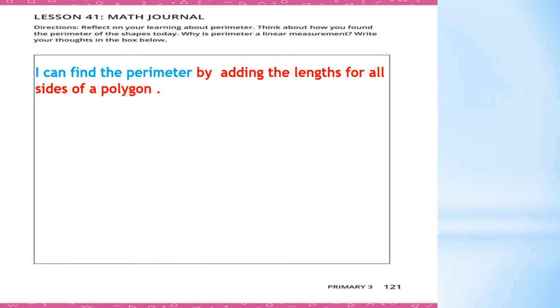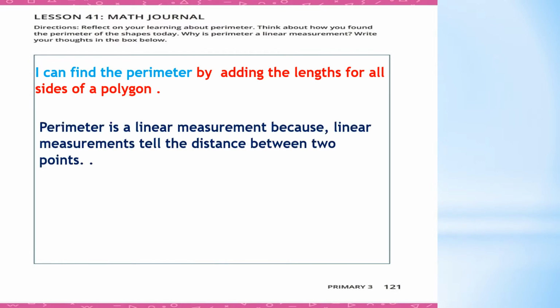And why is it a linear measurement? Because linear measurement tells me the distance between 2 points. And the perimeter is moving between 2 points. I move through the distance between 2 points. So perimeter is a linear measurement.